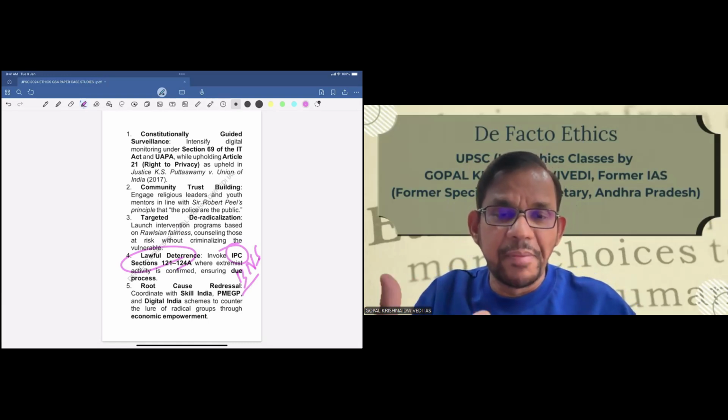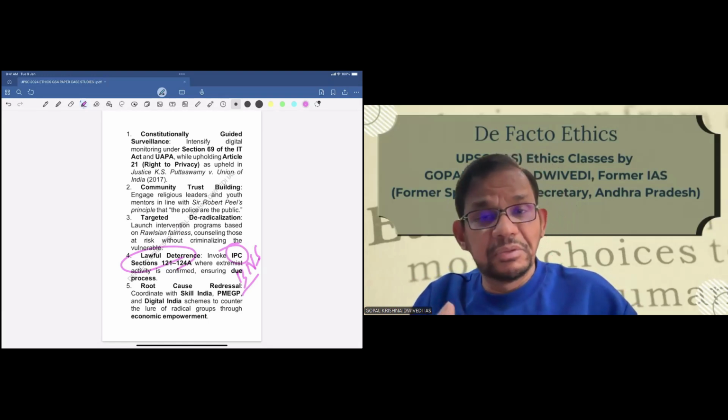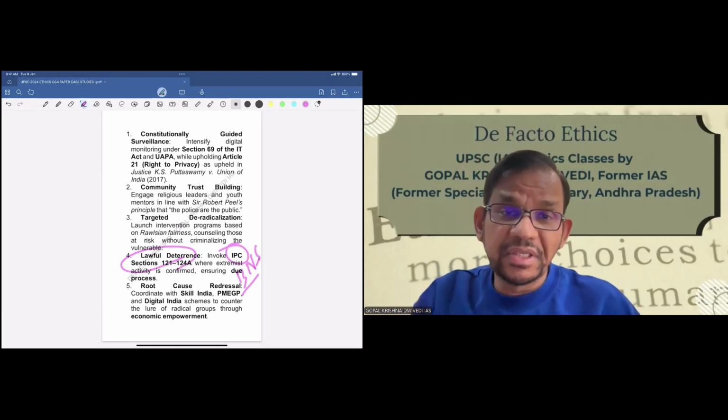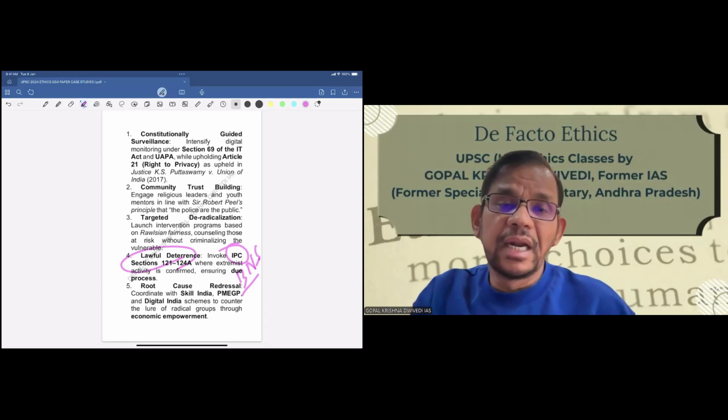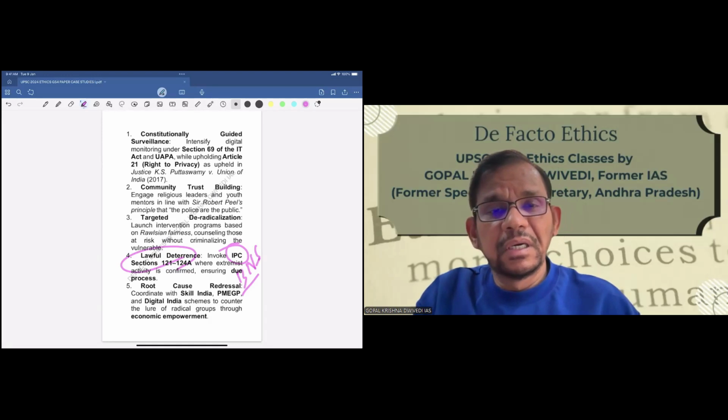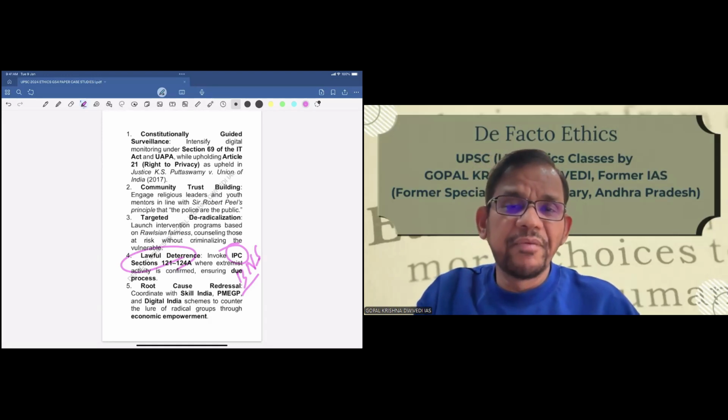are quoting BNS, and we are also quoting other acts and Supreme Court cases, and then also ethical theories also. So first is constitutionally guided surveillance. Intensify digital monitoring under Section 69 of the IT Act and UAPA while upholding Article 21.